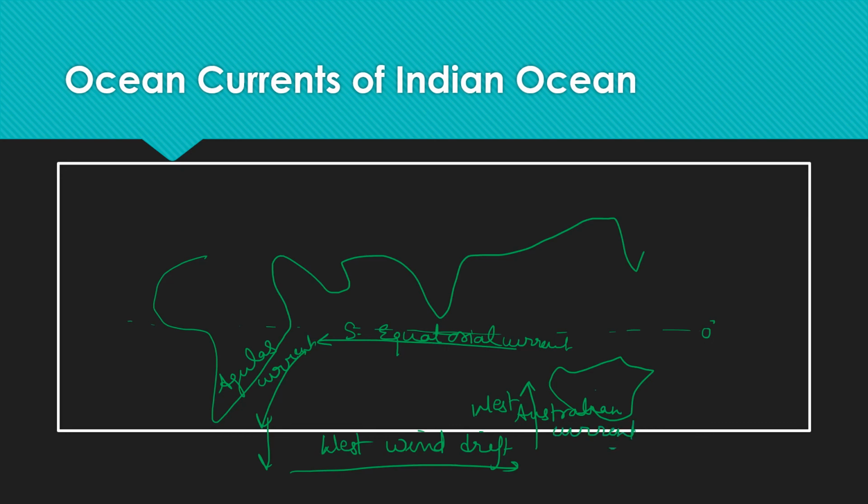Monsoon winds also play a role here. That's why these would be drifted in the northern hemisphere, and that is some part of the circulation which we are going to see in the northern hemisphere.